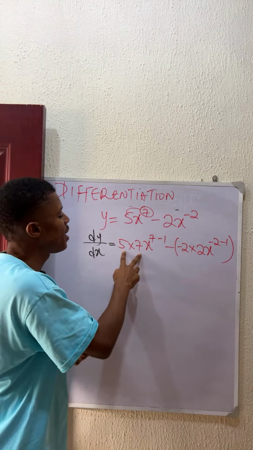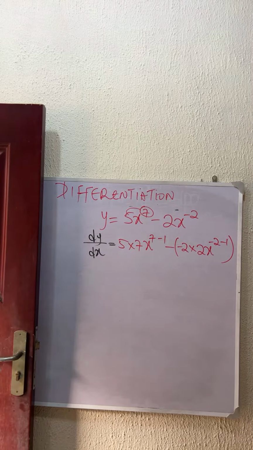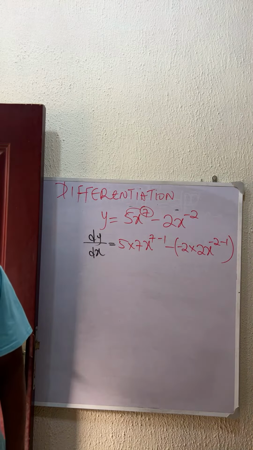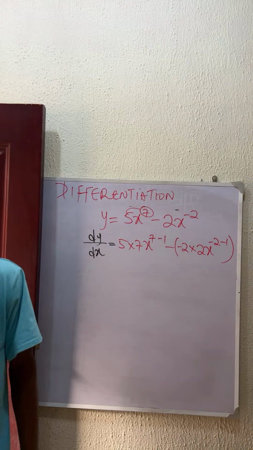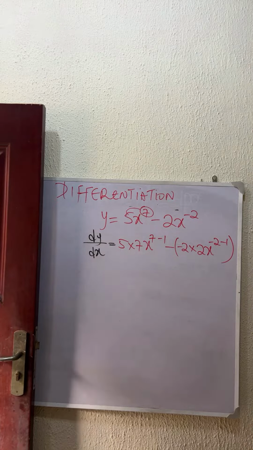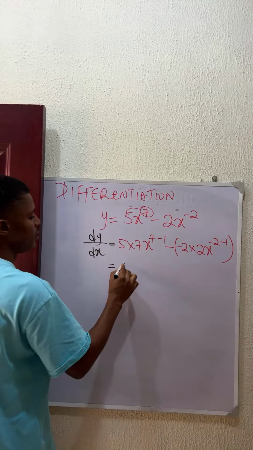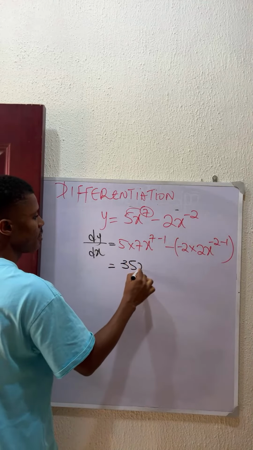So what is 5 times 7, please? Drop it in the comment section. What is 5 times 7 if you're following? 5 times 7 is 35. So you have it as 35x.